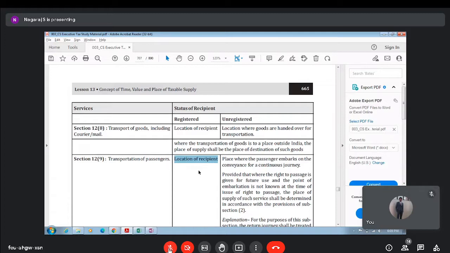Okay. If the same services are being provided to unregistered, means we go to the railway station, we take the ticket, are we registered or not? Where you go to the railway station, not registered. Unregistered. Okay. You will buy the ticket, an open ticket from Bangalore to Delhi.